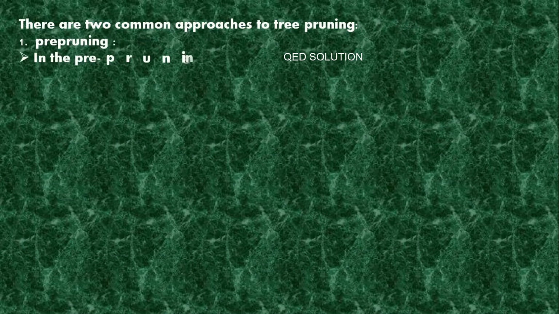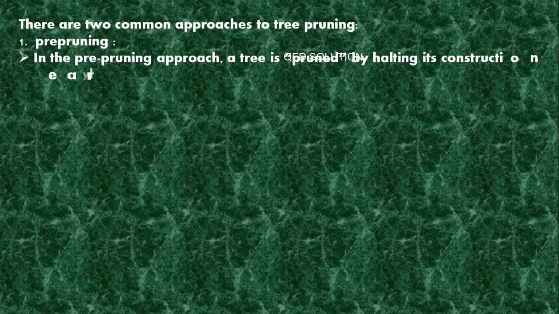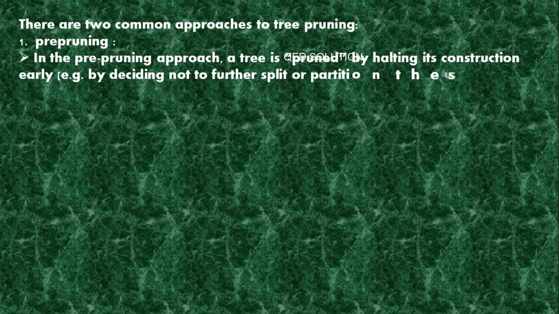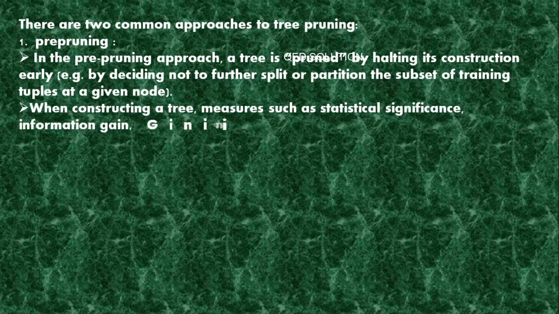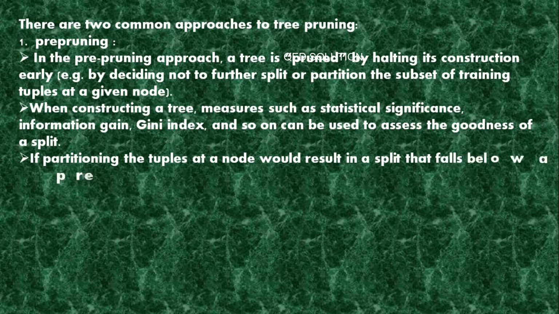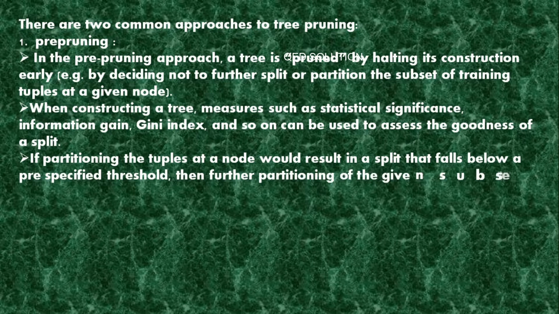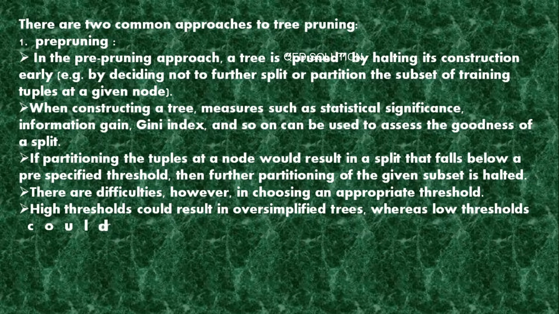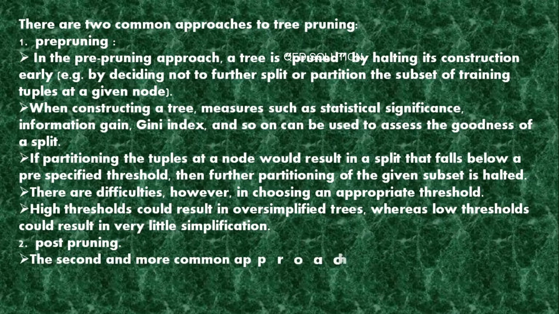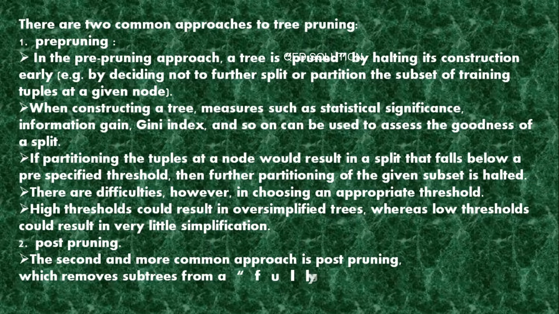1. Pre-pruning. A. In the pre-pruning approach, a tree is pruned by halting its construction early, for example, by deciding not to further split or partition the subset of training tuples at a given node. B. When constructing a tree, measures such as statistical significance, information gain, Gini index, and so on can be used to assess the goodness of a split. C. If partitioning the tuples at a node would result in a split that falls below a pre-specified threshold, then further partitioning of the given subset is halted.